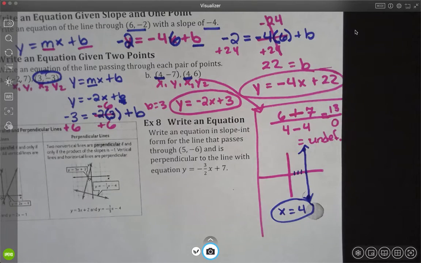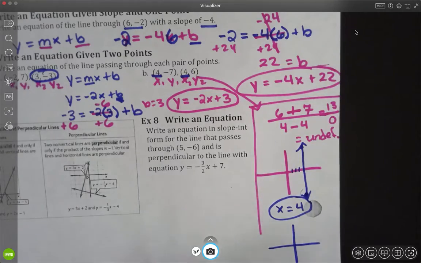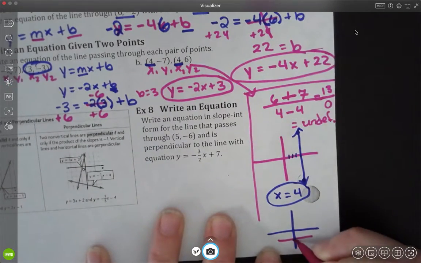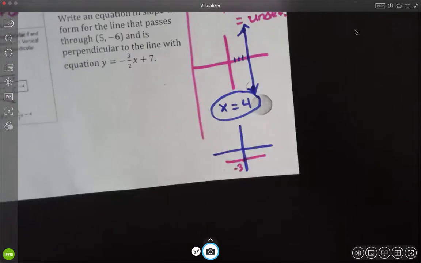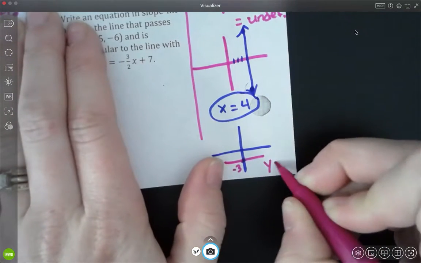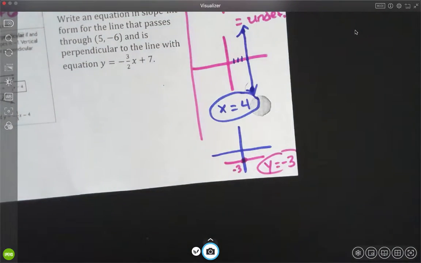Okay, let me do one more for you, just because I know they're going to do this on the homework. So let's say I have this guy right here, and he's touching at -3. What is that guy? Y equals -3, because the y-coordinate here is -3. Does that make sense? Okay? So, x equals 4, because it's cutting the x-axis. The x-coordinates all over here are 4, no matter what. The y-coordinates in the second one are all going to be -3 all the way across, okay?